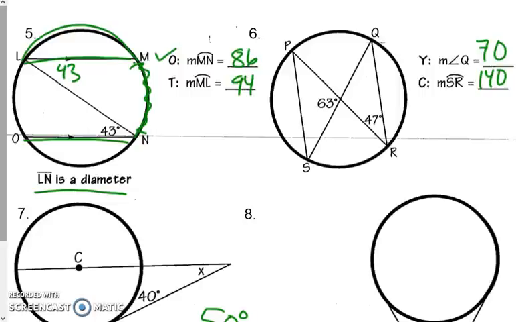In number 6 here, we have vertical angles. These 3 angles form a triangle, so angle Q must be 70 degrees, and then angle Q is an inscribed angle for arc SR. Double it to get 140.